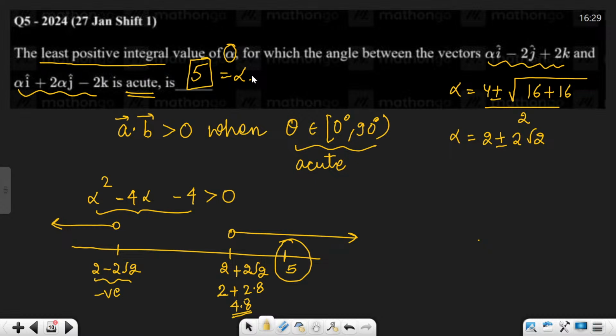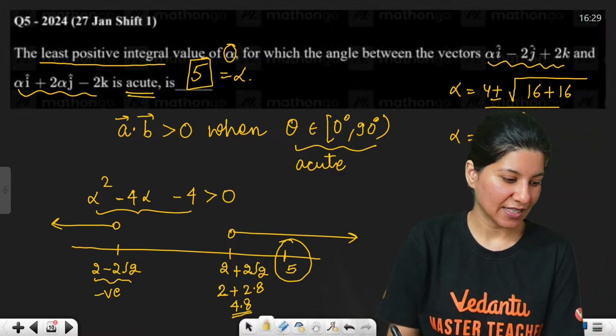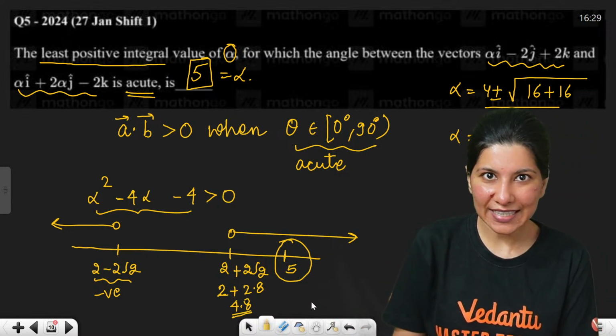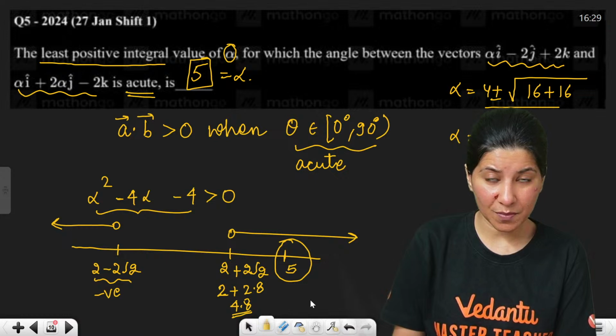No, no, no. You guys are saying 4. Only Tom is saying 5. Least positive. Alpha cannot be 4, my dear students. Tirupati, Akhilesh, what happened? Yes, Harshita. Now you guys are right. Okay, now you guys are right. So alpha has to be 4.